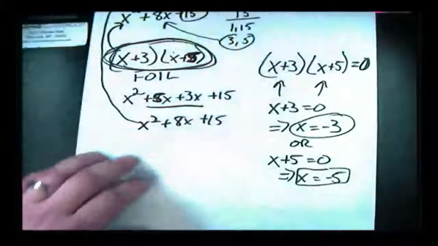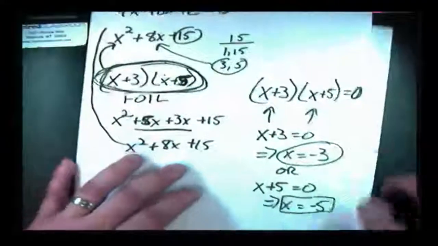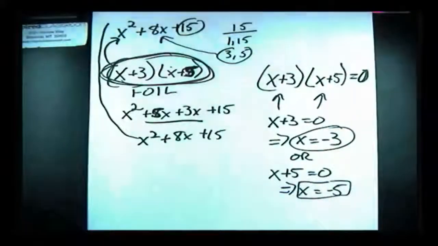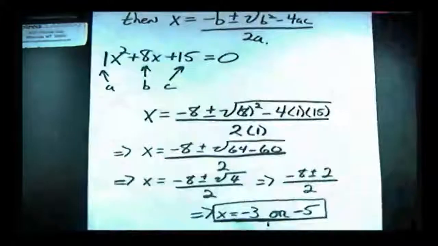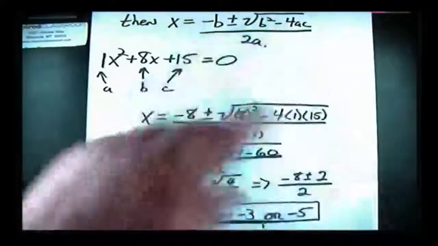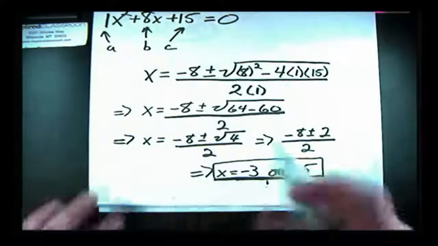So the point of this is to show you that the quadratic formula is more useful than factoring, because we don't necessarily have to have nice numbers in order to use the quadratic formula. We can do it with fractions, we can do it with decimal points. The formula will always give us the solution to the quadratic equation.